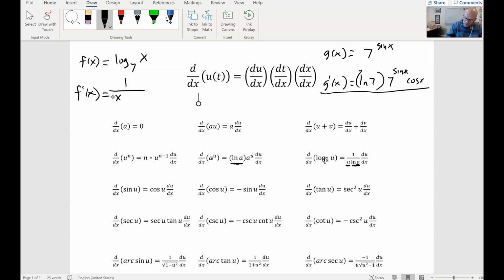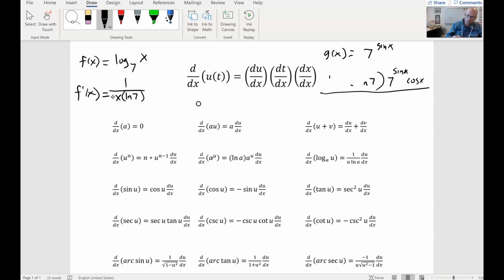Well, a in this case is the base of the logarithm, so that would be natural log of 7. So I'm multiplying the bottom by natural log of 7. And of course I'd multiply by the derivative of whatever u was. Well, in this case, u was x. So that would be dx dx, so it'd just be 1, so I don't bother writing it. Because 1 times this would just be itself. Okay? So that's the first 6.